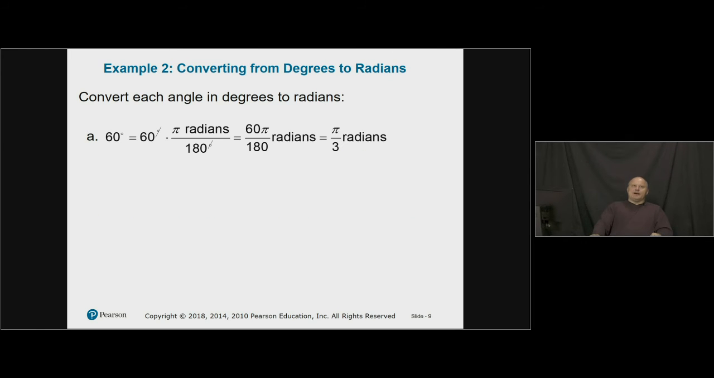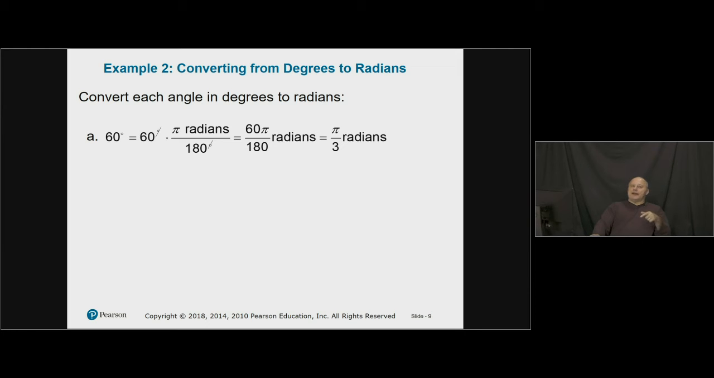If we're going to convert an angle from degrees to radians, we take the 60 degrees times pi over 180, which is going to be 60 pi over 180, and then it reduces down to pi over 3 radians. So now understand, 60 degrees is 1/3 of a half of a revolution. Half of a revolution is 180 degrees, right? So 1/3 of that is 60 degrees.